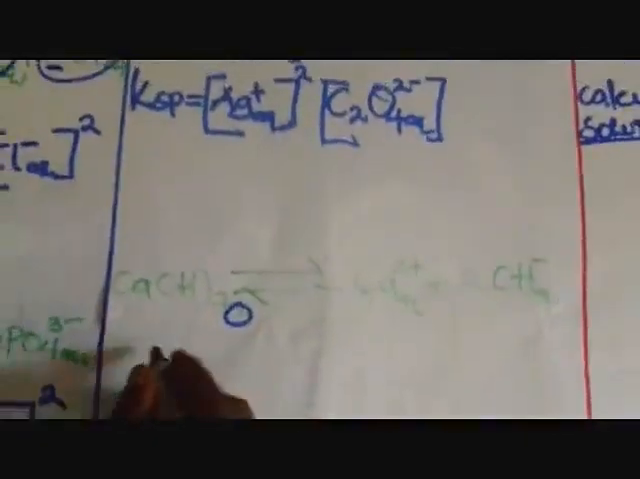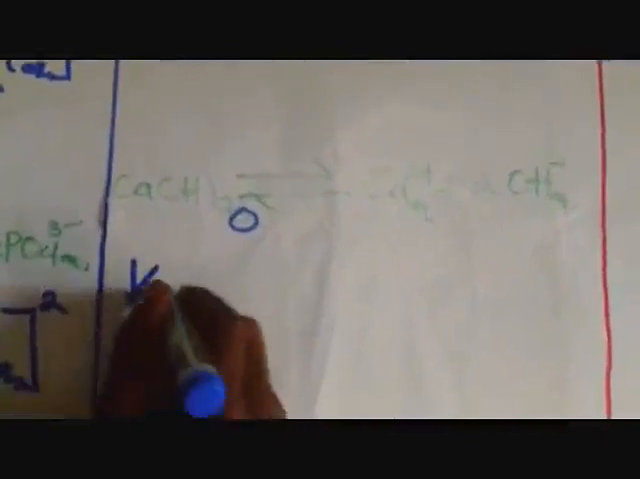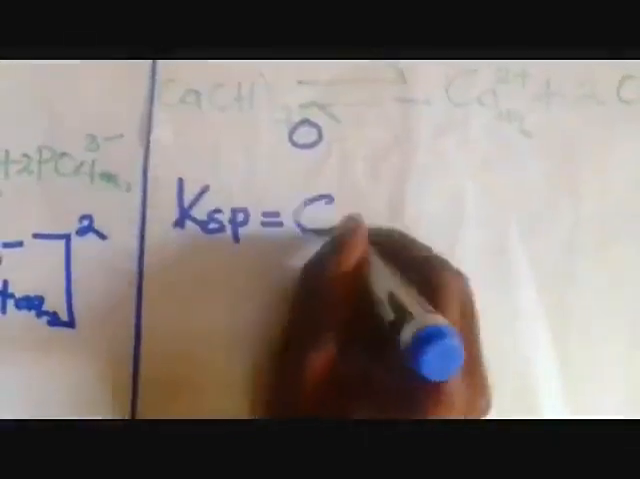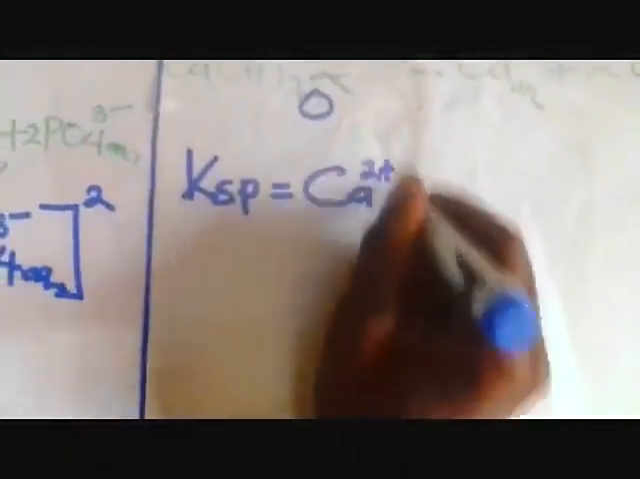When we come here, this is calcium hydroxide, also sparingly soluble. This explains why we are putting s there, solid. Now here we are going to say Ksp is equivalent to the concentration of calcium ions, like that. Don't forget this bracket.